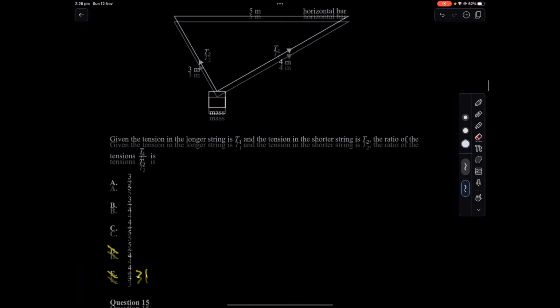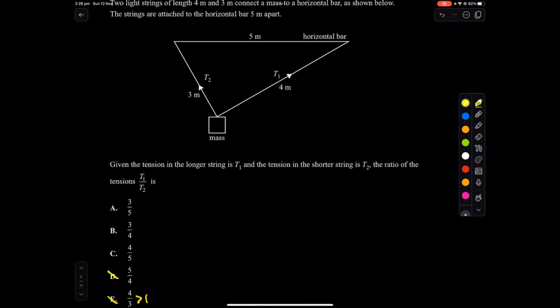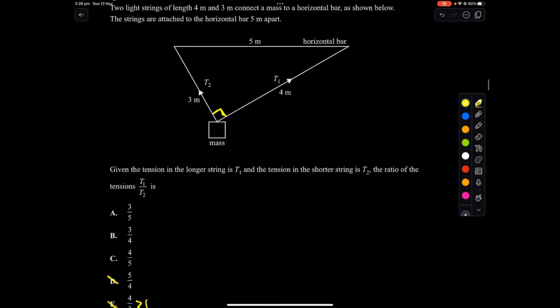Let's think. If I know this is 4, this is 3, and 5, isn't that a perfect right angle triangle? Just by looking at that, using Pythagoras' theorem, I know for a fact that this is a right angle triangle. So if I know this is the right angle triangle, let's calculate these two angles over here.